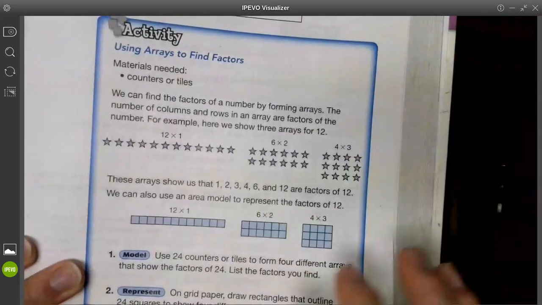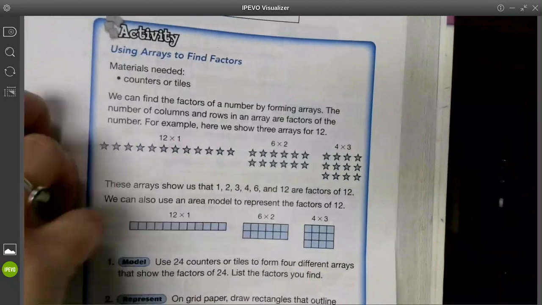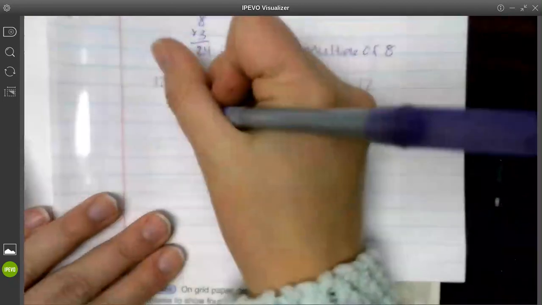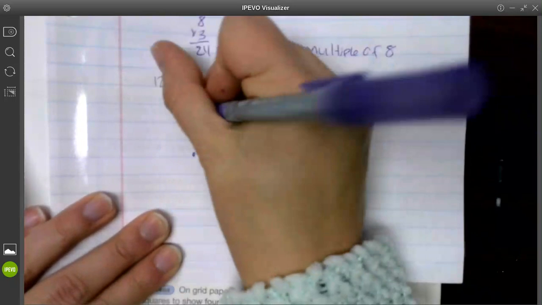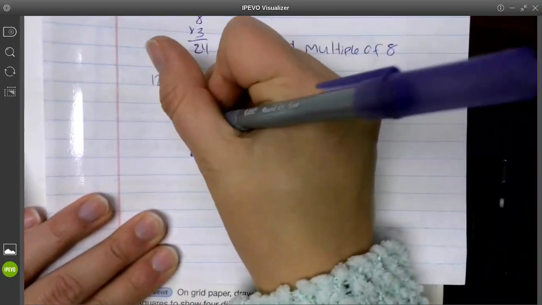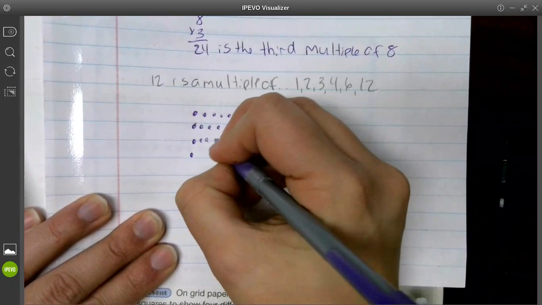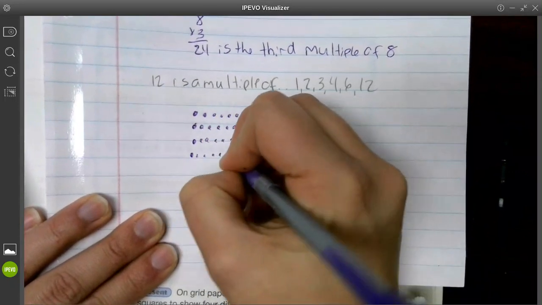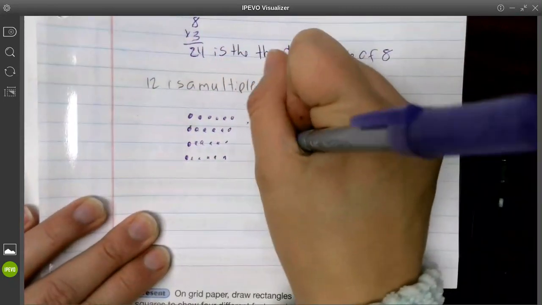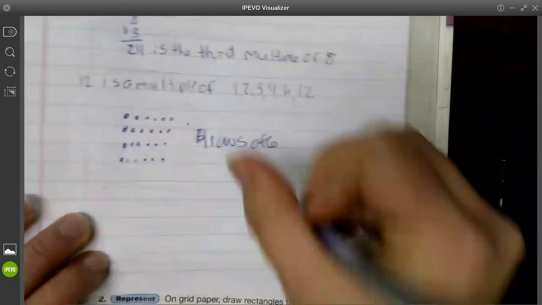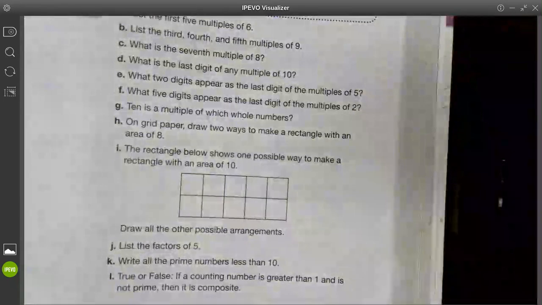This is another way with boxes. You can do it with items. Use 24 counters or tiles to form different ways to show factors of 24. So we're going to just draw 24. So I know that 24 is a multiple of 4. So I'm going to do 4 rows. I already know that it will be 6 in each row here, but there's other ways to do that as well. So we have 4 rows of 6 dots. Okay, so we're not going to have you guys do that part.